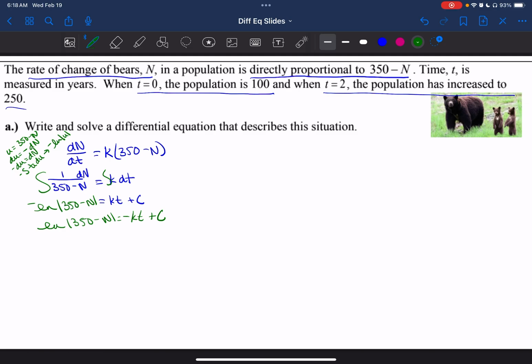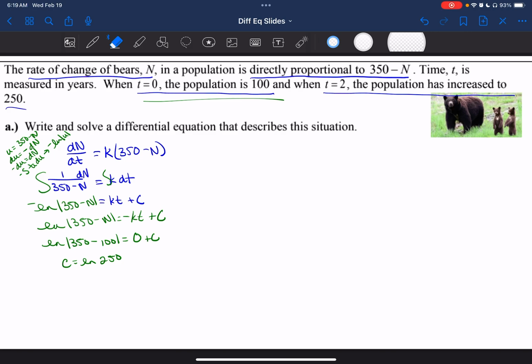All right, so let's sub in. If t is 0, the population is 100. So that's ln, absolute value of 350 minus 100 equals 0 plus c. So c must be the natural log of 250. Okay, that's not awful. So what do we have so far now? We have natural log, let's change colors. So now we've got the natural log of 350 minus n equals negative kt plus the natural log of 250.